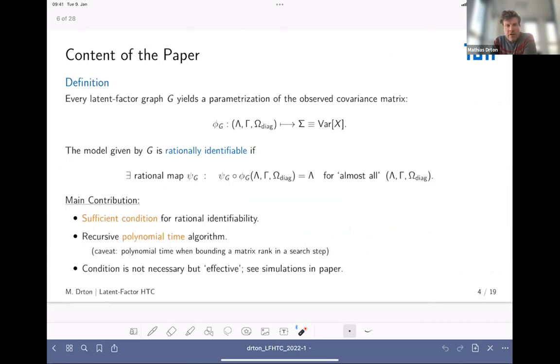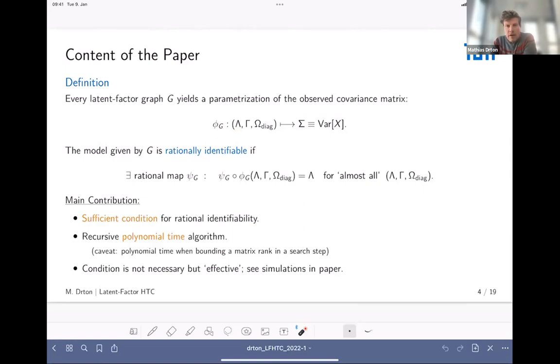And then what we want to study is this identification problem: recovering the edge coefficients on the blue observable edges. So I have a given latent factor graph, as I laid out on the previous slide. I'm going to have a parameterization mapping that takes a sparse matrix lambda, a sparse matrix gamma, and a diagonal matrix for the error with the error variances, and it maps them to the observed covariance matrix. And then the question is whether I can recover lambda from the output of this mapping.